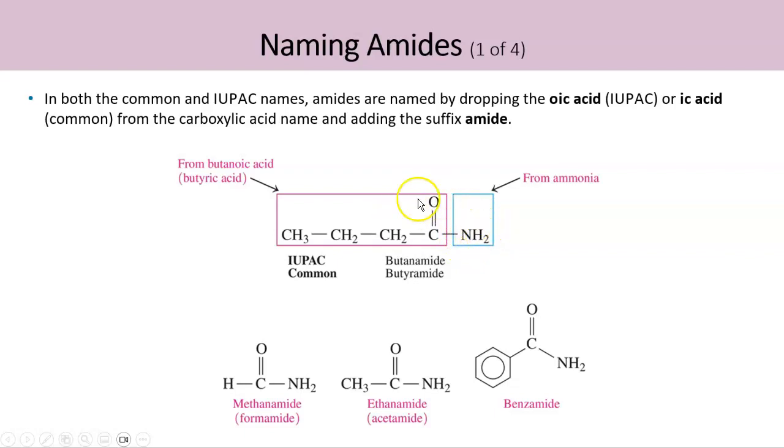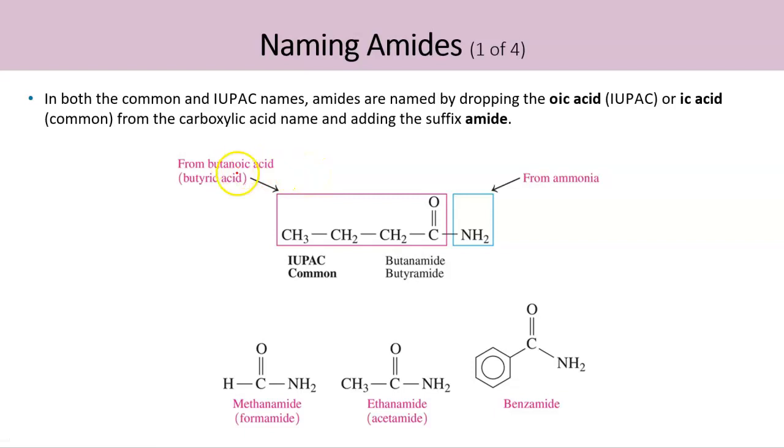Now we have identified the carboxylic acid and the amine. The second step is to convert this carboxylic acid name to the corresponding amide. In order to convert, we will just drop the oic acid in the IUPAC name and replace that with the suffix amide. So the butanoic acid will be changed to butanamide.